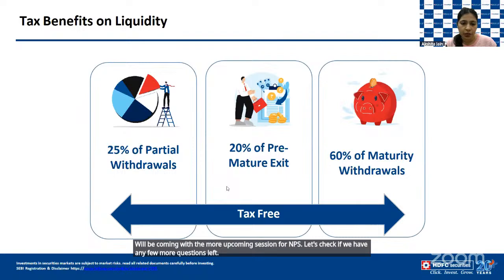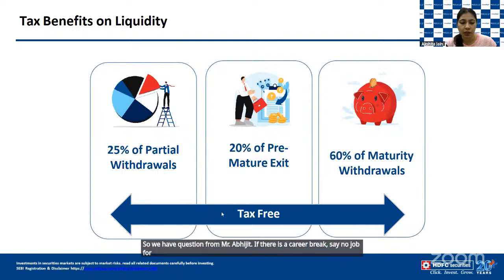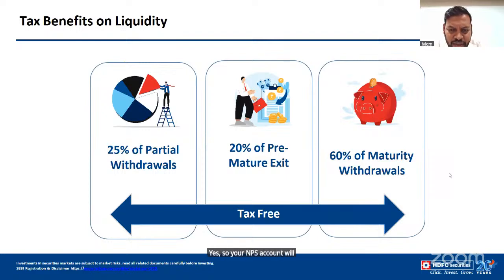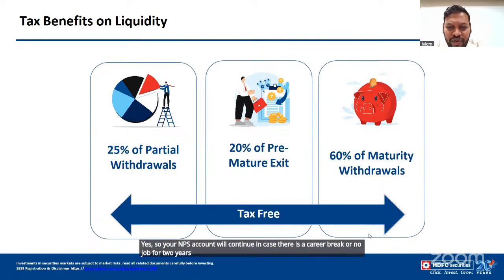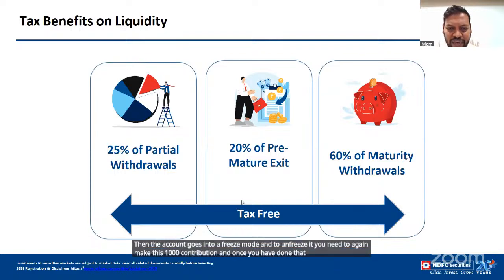So we have a question from Mr. Abhijit. If there is a career break, say no job for 2 years, is the NPS account continued? Yes, so your NPS account will continue in case there is a career break or no job for 2 years, etc. However, a minimum annual contribution of rupees 1,000 needs to be made to keep this account active. In case an individual does not contribute 1,000 rupees in a financial year, then the account goes into a freeze mode. And to unfreeze it, you need to again make this 1,000 contribution. And once you have done that, in 4 to 5 working days, your account will again be active.